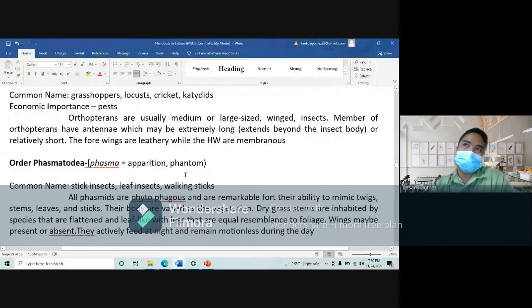Okay, the other order also is Phasmatodea. Gaya na is Plasmatodia, karon is Phasmatodea. This consists of two words. Phasma means, single word, sorry. It's a single word. Phasma means apparition, or the other term also is phantom.